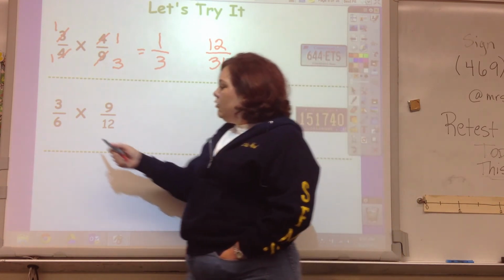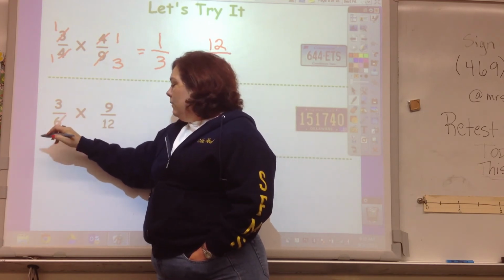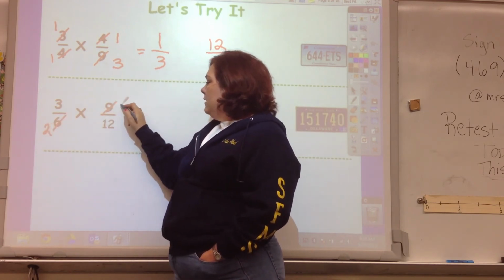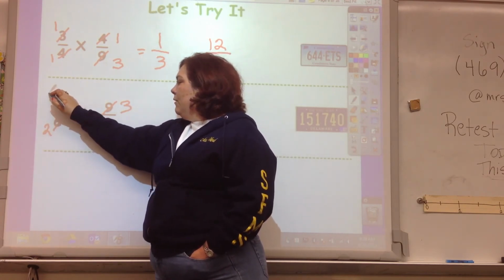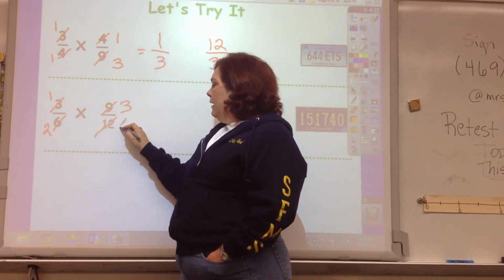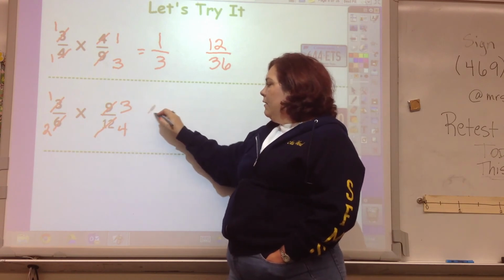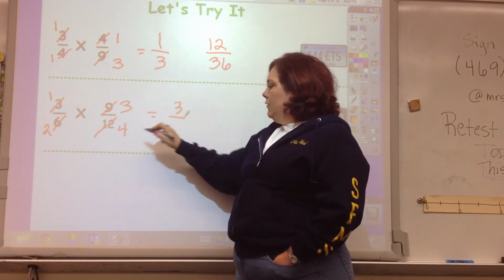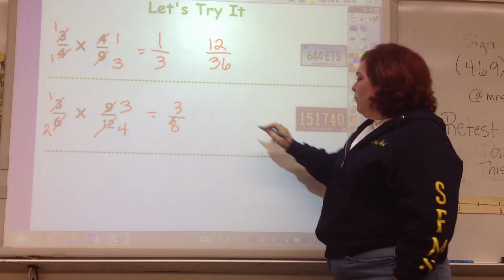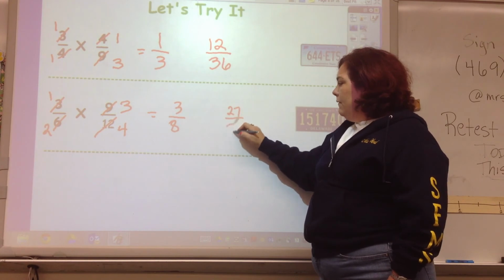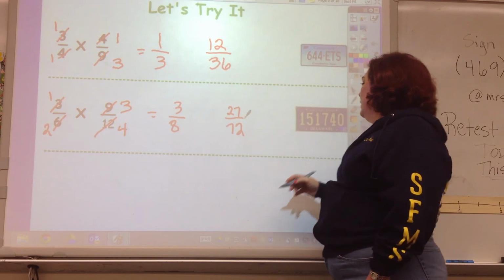Okay, this one's a little tricky. So what goes into 6 and 9? 3. 3 goes into 6 2 times. 3 goes into 9 3 times. What goes into 3 and 12 is 3. 3 divided by 3 is 1. 12 divided by 3 is 4. So now we just multiply. 1 times 3 is 3. 2 times 4 is 8. And again, that's real simple. Otherwise, you would have gotten 27 seventy-seconds, and that would have been kind of a nightmare. You'd have to divide by 9 to get that.